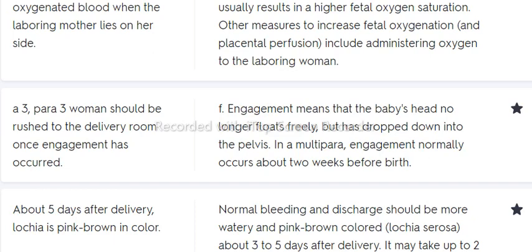True or false: Para 3 women should be rushed to the delivery room once engagement has occurred. False. Engagement means that the baby's head no longer floats freely but has dropped down into the pelvis. In a multipara, engagement normally occurs about 2 weeks before birth.